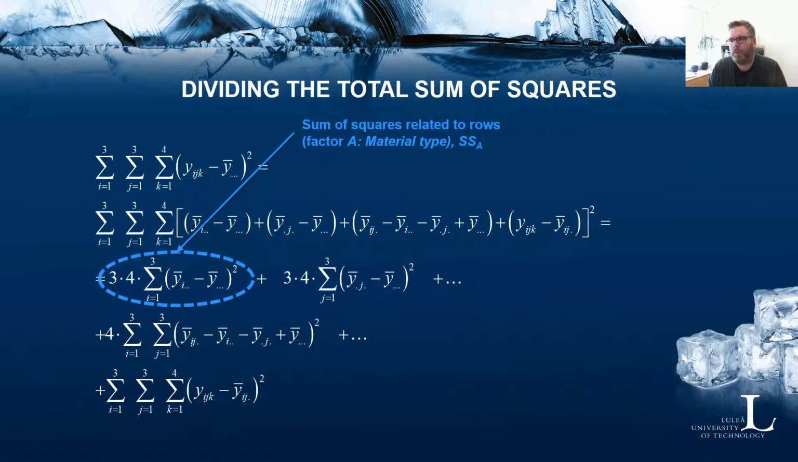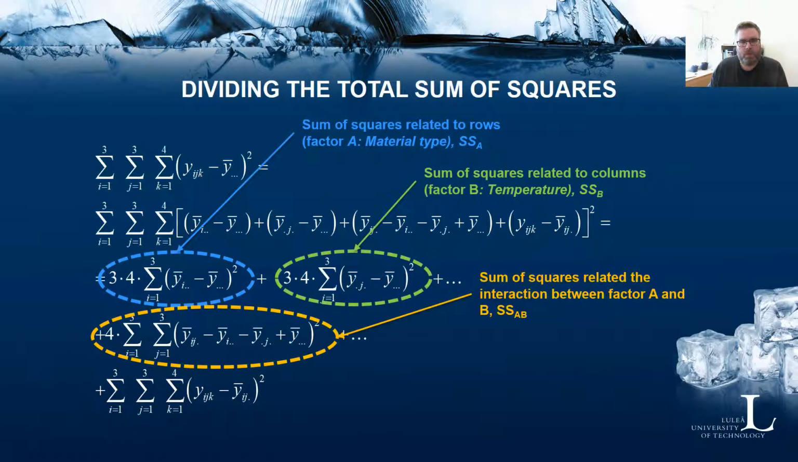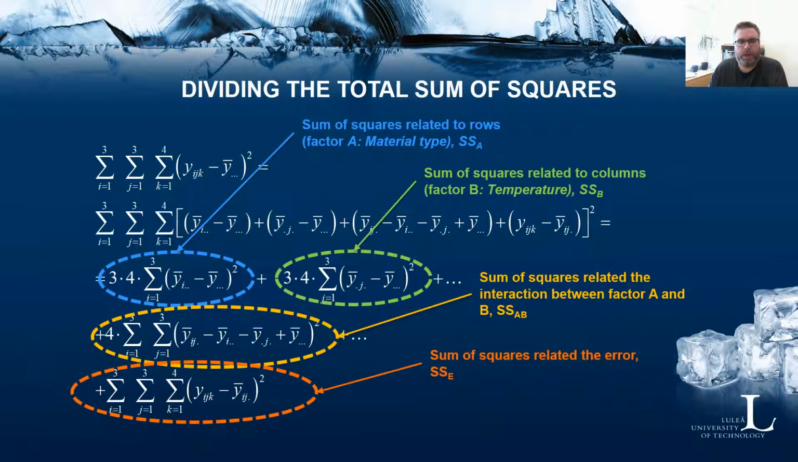One part being a sum of squares related to rows, or the factor A material types. One part which is a sum of squares related to columns, or factor B temperature. One part which is a sum of squares related to the interaction between factor A and B. And one which is a sum of squares related to the error. And we can call these SSA, SSB, SSAB, and SSE.